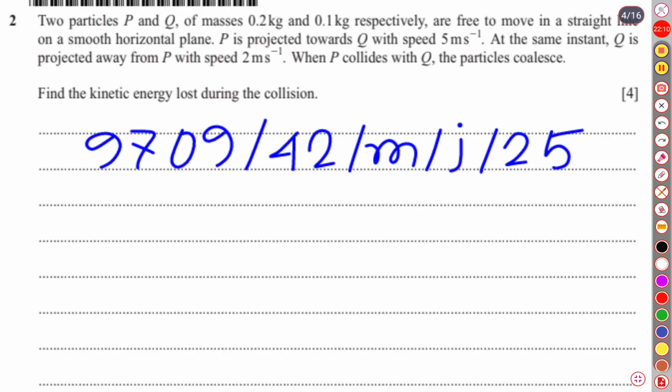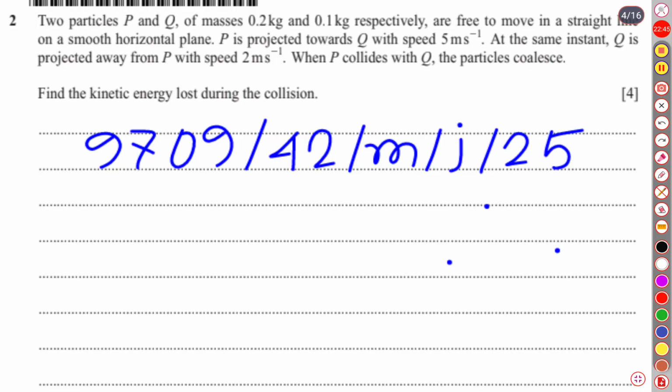It says two particles P and Q of masses 0.2 kg and 0.1 kg respectively are free to move in a straight line on a smooth horizontal plane. P is projected towards Q with speed 5 meters per second. At the same instant, Q is projected away from P with speed 2 meters per second. When P collides with Q, the particles coalesce. Find the kinetic energy lost during the collision.